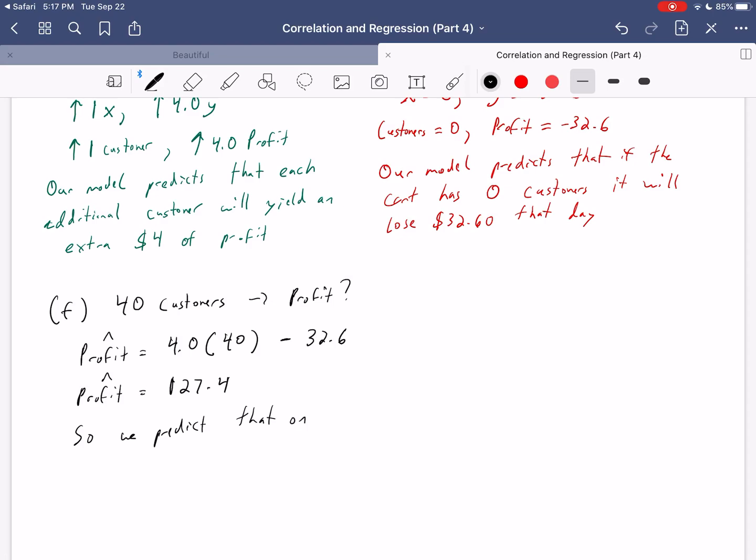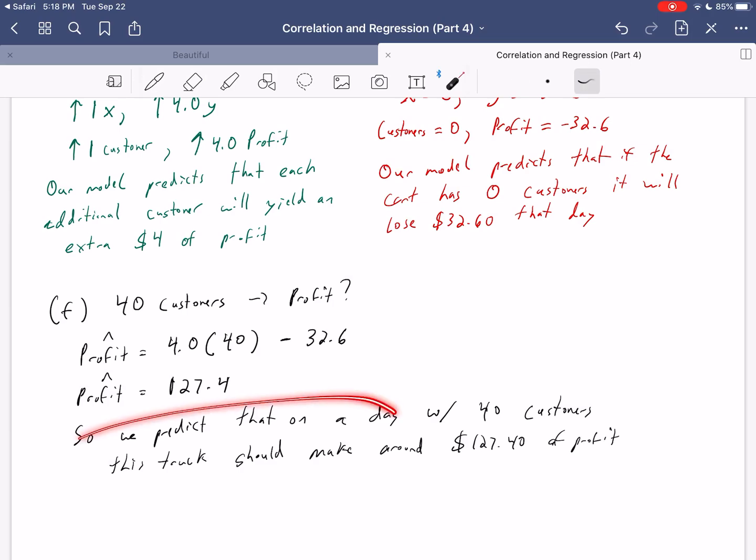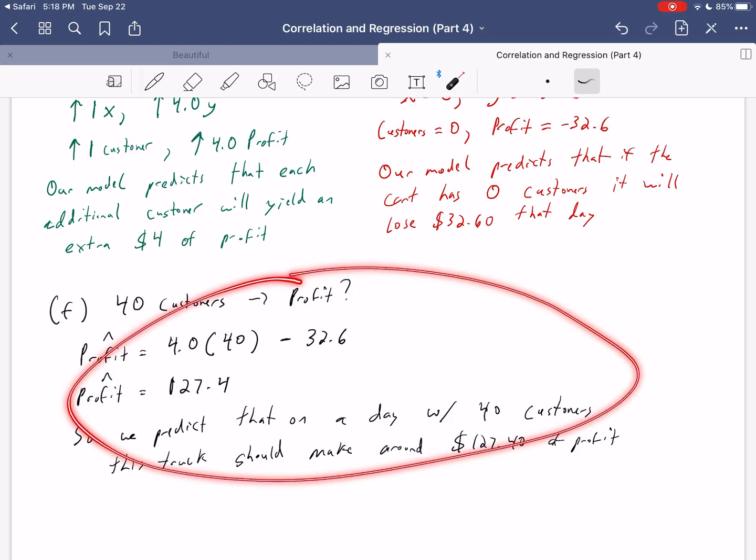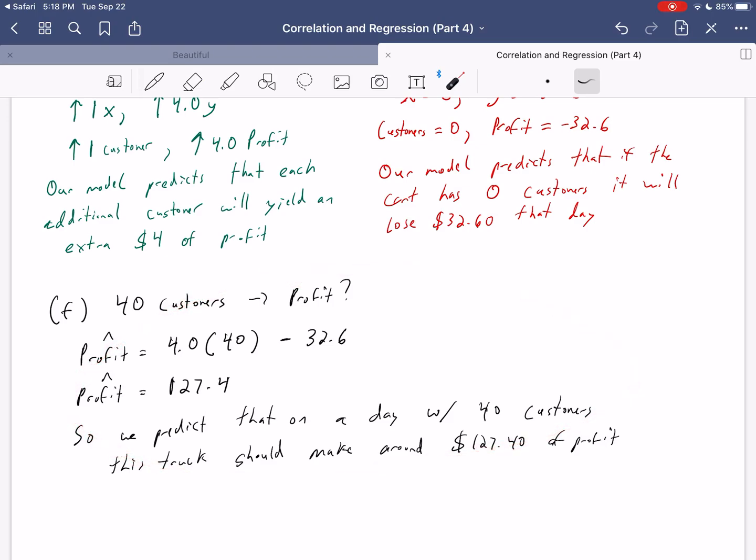So we predict that on a day with 40 customers, this truck should make around $127.40 of profit. So there we go. We're saying that's our prediction. If we had 40 customers, we think that we should make somewhere around $127.40 of profit. So again, this is really our ultimate goal with building a model, right?